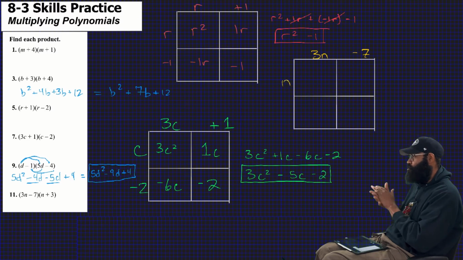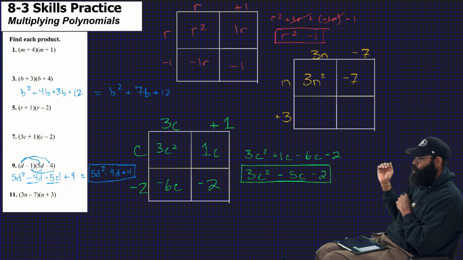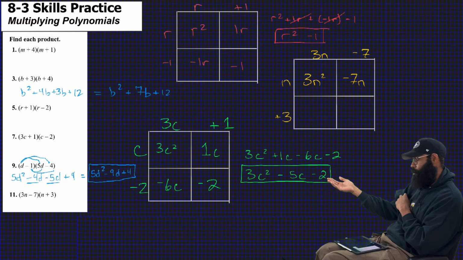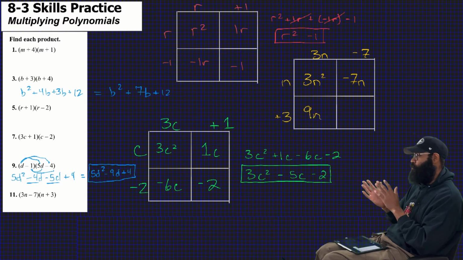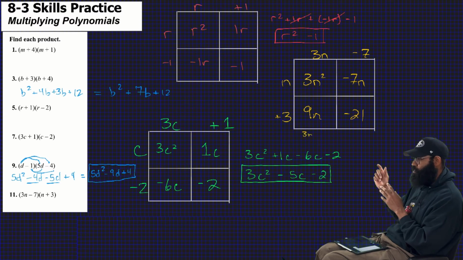So for the last one in this bunch, 3n minus 7, all times n plus 3. So again, on your top, 3n minus 7, your binomial. On the side, n plus 3. And we just start filling in. Literally, n times 3n, 3n squared. Negative 7 times n, negative 7n. 3 times 3n, 9n. And then, of course, 3 times negative 7, negative 21.